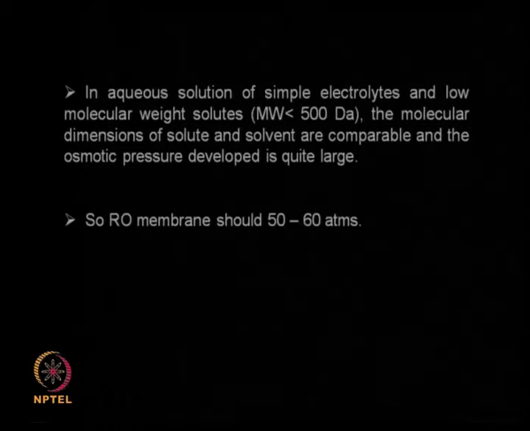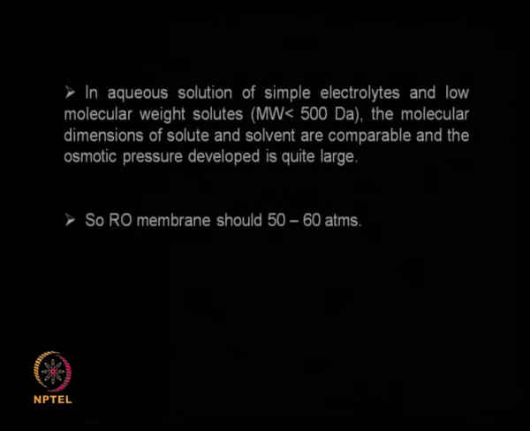So if you take an aqueous solution of simple electrolytes and low molecular weight material, like less than 500 Dalton, the molecular dimensions of the solute and the solvent will be comparable, okay. So you need to keep that point in mind. Now the pressure in reverse osmosis will be very large, so our reverse osmosis membrane should be operating at almost 50 to 60 atmosphere pressure.